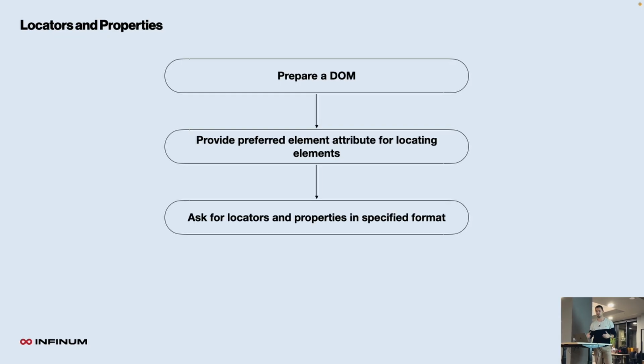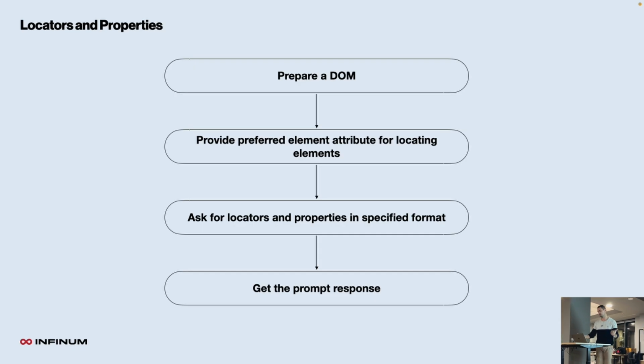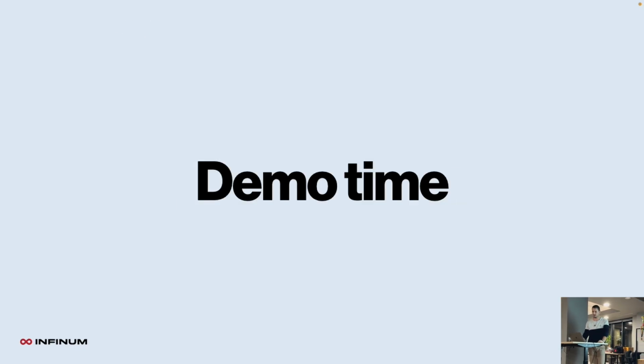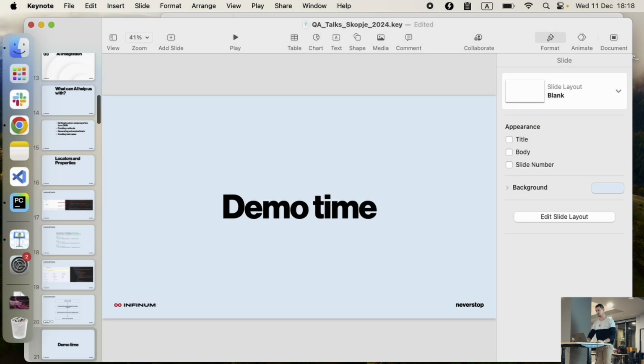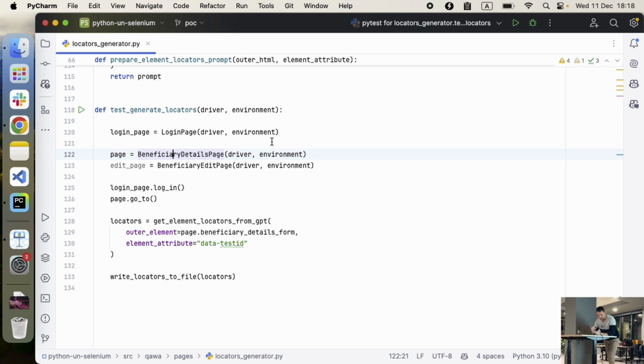And then we want to get the response, but in a specific format, the format that suits our test automation framework. And in the end, we will hopefully get this response and use it out of the box. Okay, let's see how that works.